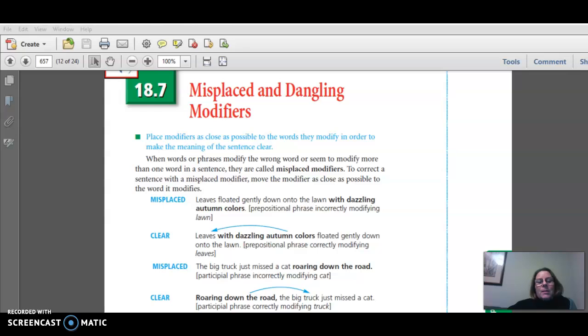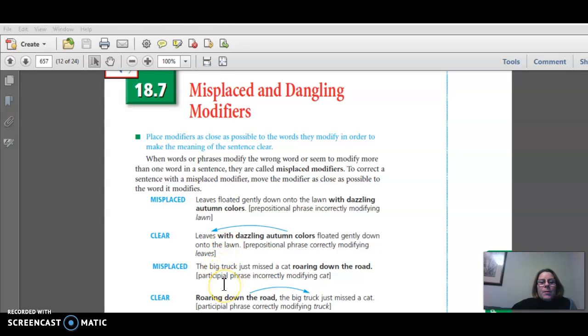Okay. So a misplaced modifier would be an example like this. Leaves floated gently down onto the lawn with dazzling autumn colors. It sounds like the lawn has the dazzling autumn colors when in reality it's the leaves. So we've got to scooch that over and put it closer to the item that's being modified. So, leaves with dazzling autumn colors floated gently down onto the lawn is the clearer sentence.